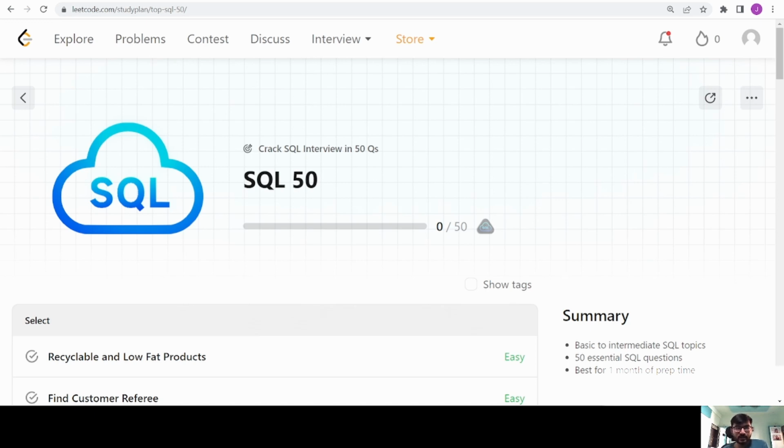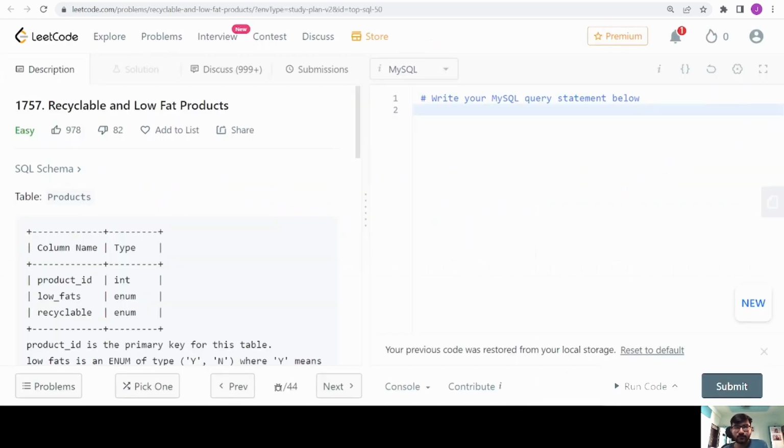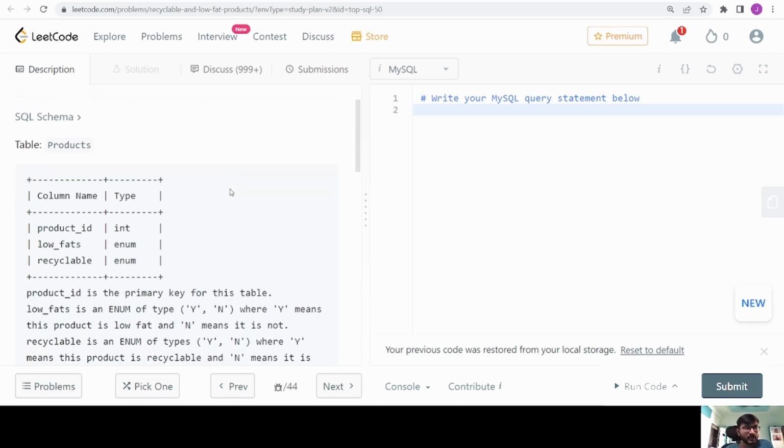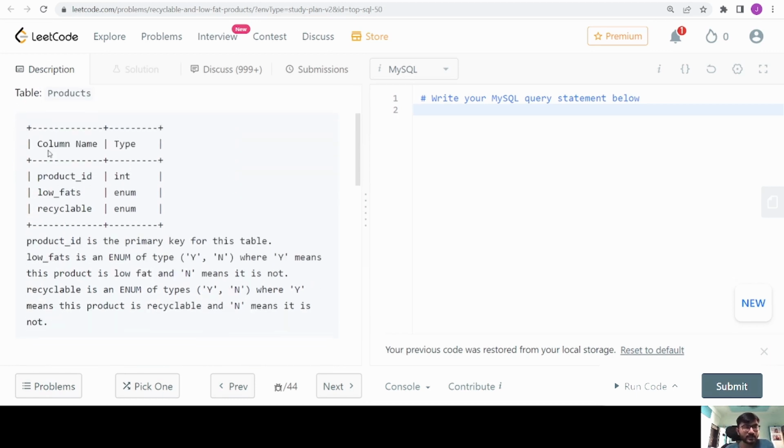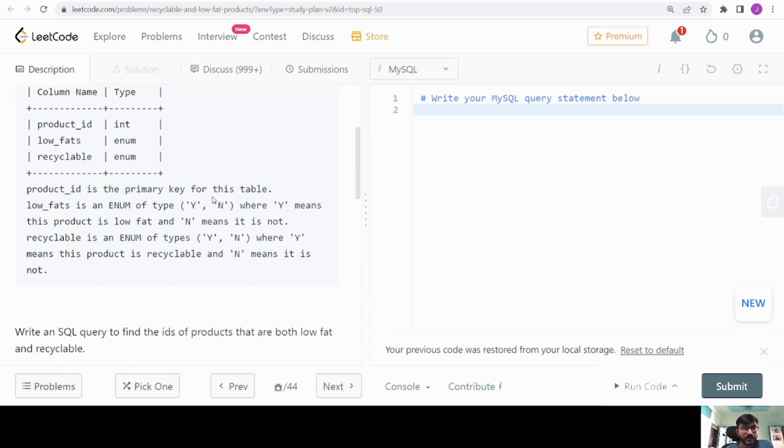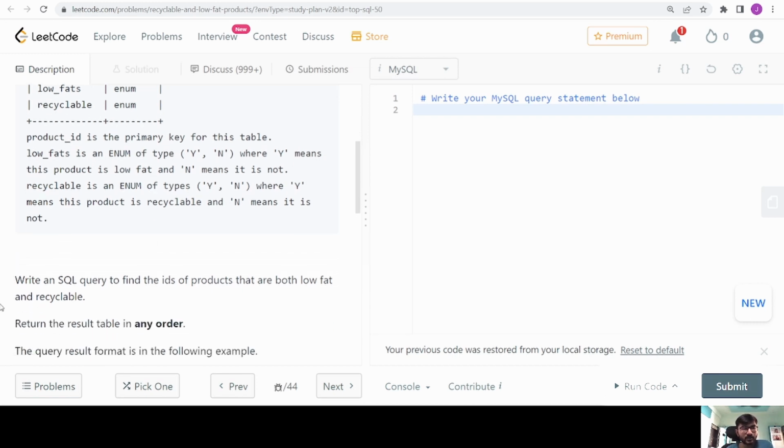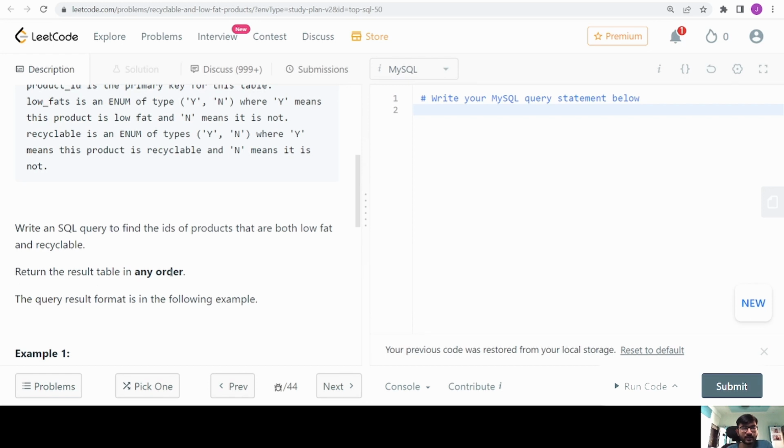So let's start with the first problem, which is Recyclable and Low Fat Products. We are given the schema: a Products table which consists of product_id, low_fats, and recyclable. These are the column names, and product_id is the primary key. Low_fats has an enumerated type of Y and N, so Y means low fat and N means no. Similarly with recyclable. We need to write an SQL query to find the IDs of products that are both low fat and recyclable, and we need to return the result table in any order.